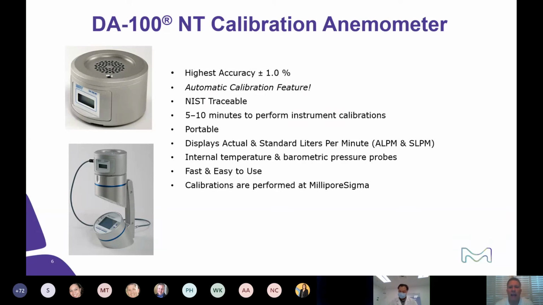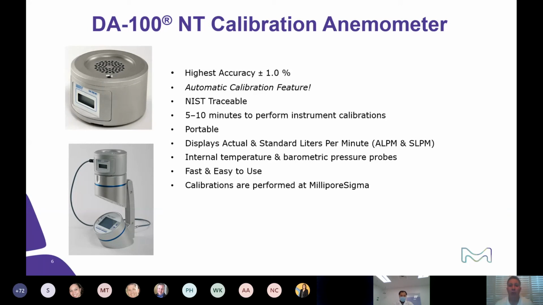But due to the fact that we can't measure air so precisely because it's constantly moving, we just say plus or minus 1%. And that's fine for these purposes. There is an automatic calibration feature. It is one link away from NIST traceable. And the calibration, you'll see, doesn't take very long at all. In fact, the paperwork probably takes longer than the actual calibration.